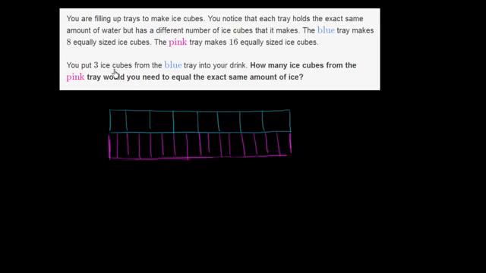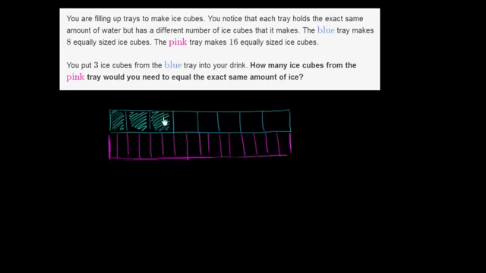Now you put 3 ice cubes from the blue tray into your drink. So let's do that. So 1, 2, 3 ice cubes from the blue tray into your drink. How many ice cubes from the pink tray would you need to equal the same exact amount of ice? So there's a bunch of ways to do it. We can think about it with numbers, or we can think about it visually. Let's first think about it with numbers.